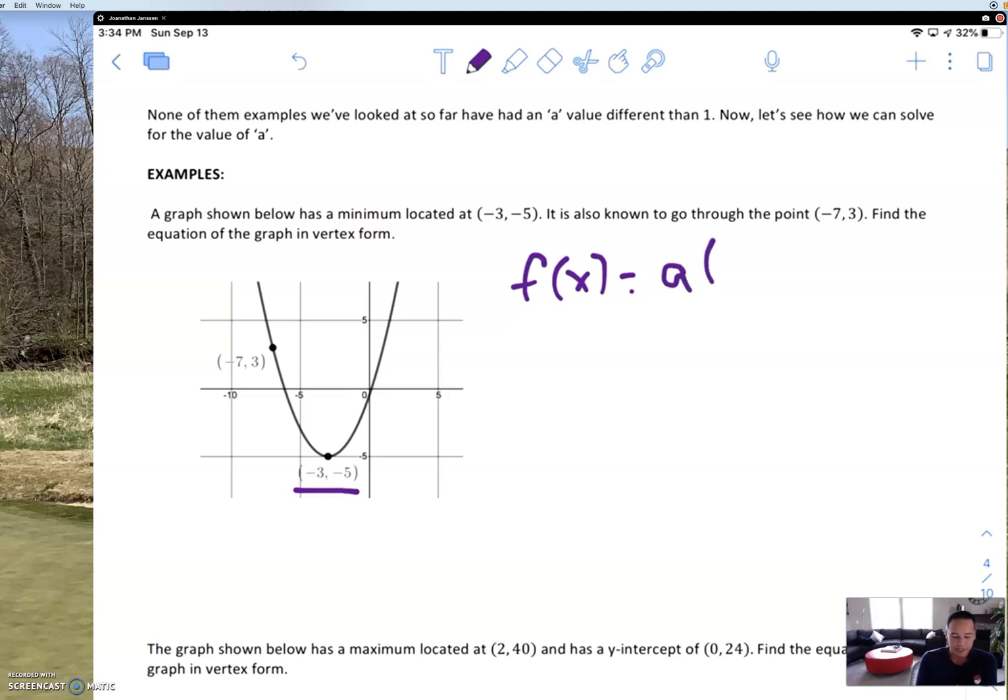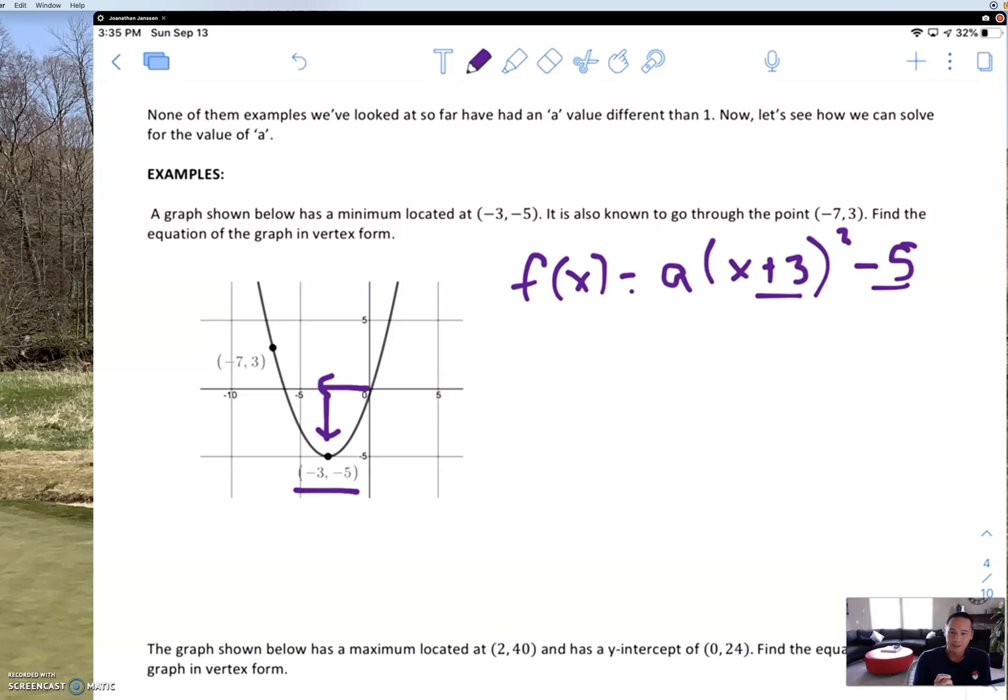Now, if our vertex is located at -3, -5, we know that it had shifted left by 3 and down by 5. So I'm going to put x plus 3 squared because it went to the left by 3, and it went down by 5. So we have f of x equals a times x plus 3 squared minus 5. All I did was I plugged in the vertex there.